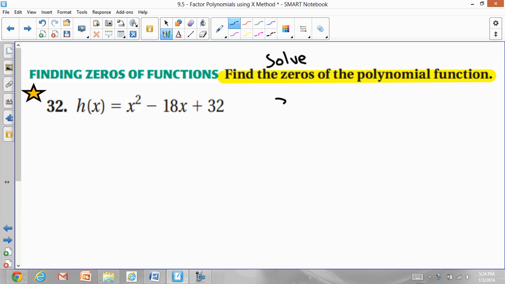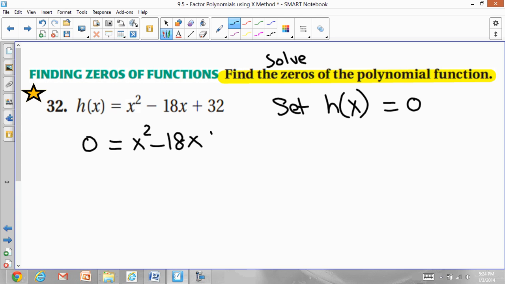So your h of x, set it up to a 0. Remember from your chapter 1, your h of x is the same as your y. So basically you're setting your y as 0. So now the left side is going to turn to a 0 and the right side is going to be x squared minus 18x plus 32. Now if you want to find what x is, you need to factor the polynomial.